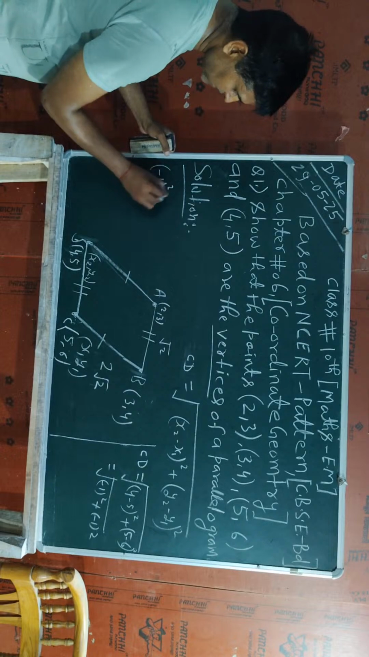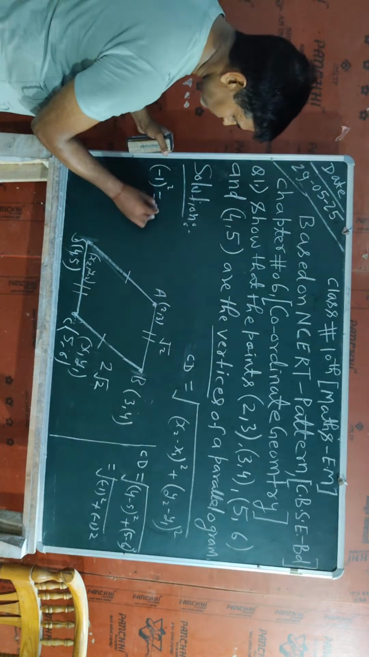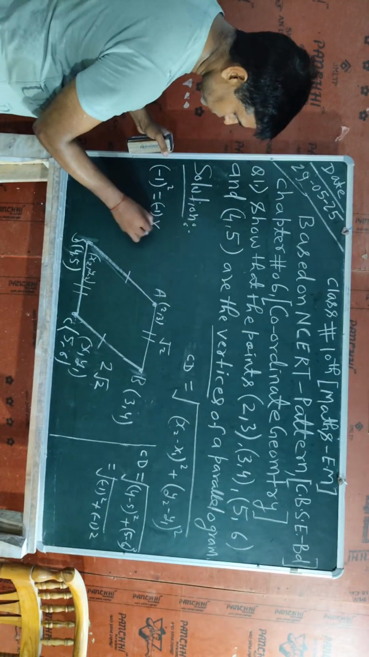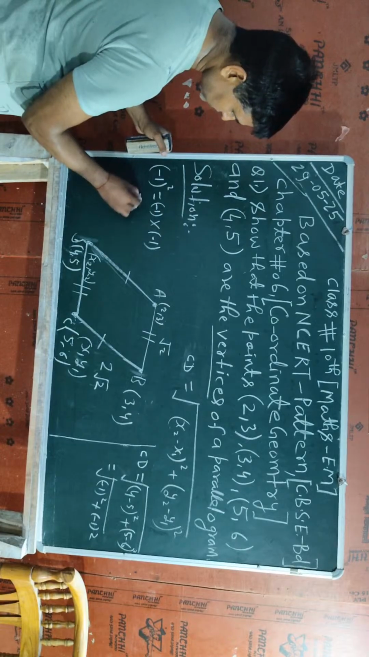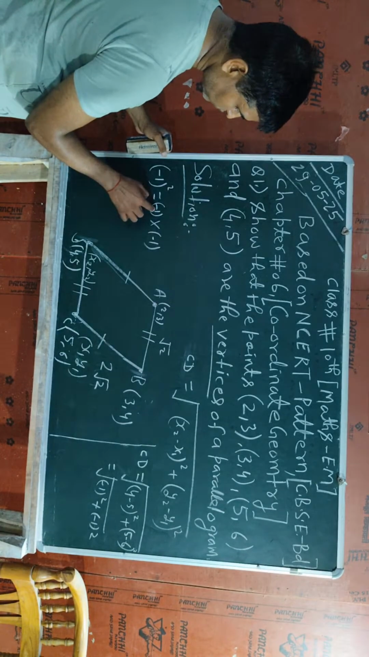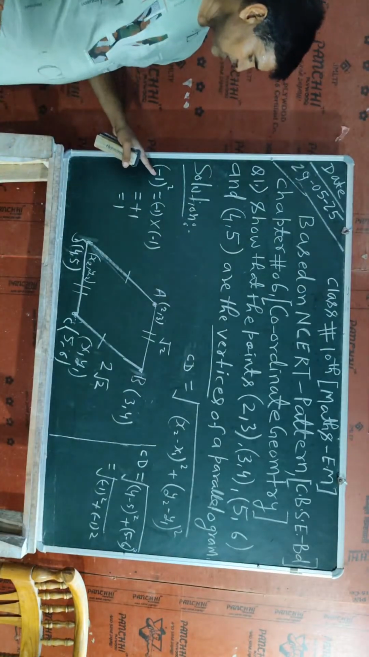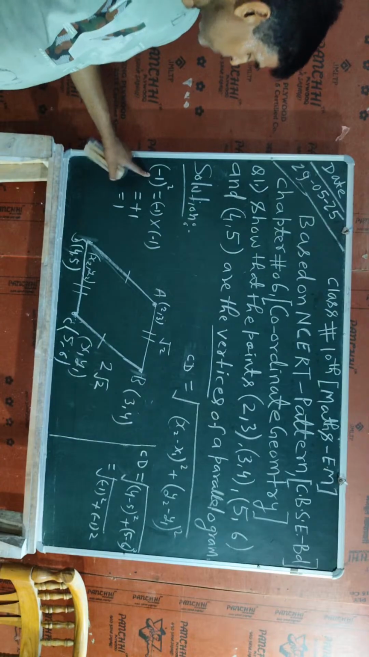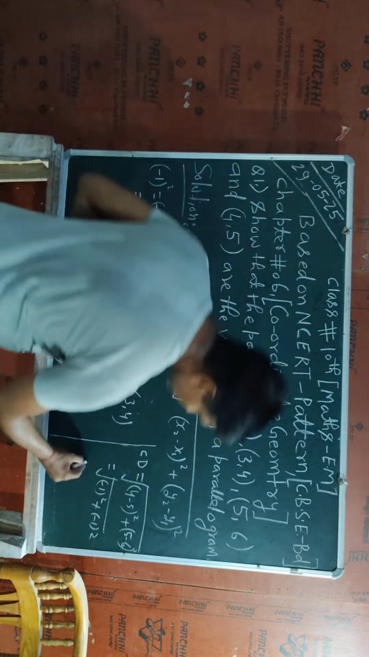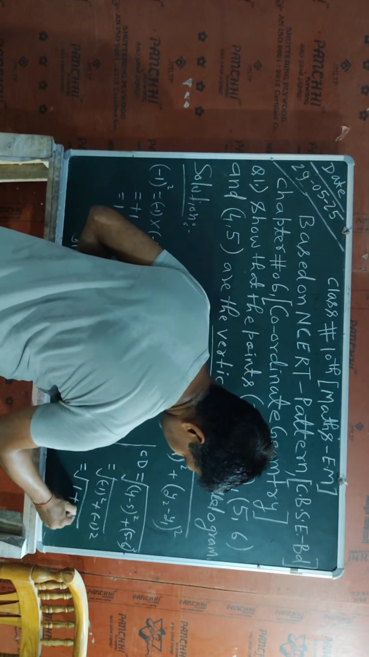Minus 1 square means that minus 1 is written 2 times. So I will write minus 1 into minus 1. After multiplication, minus 1 into minus 1 will be plus 1. So the square of minus 1 will be 1. So easily I can write minus 1 square is 1, and this will also be 1.